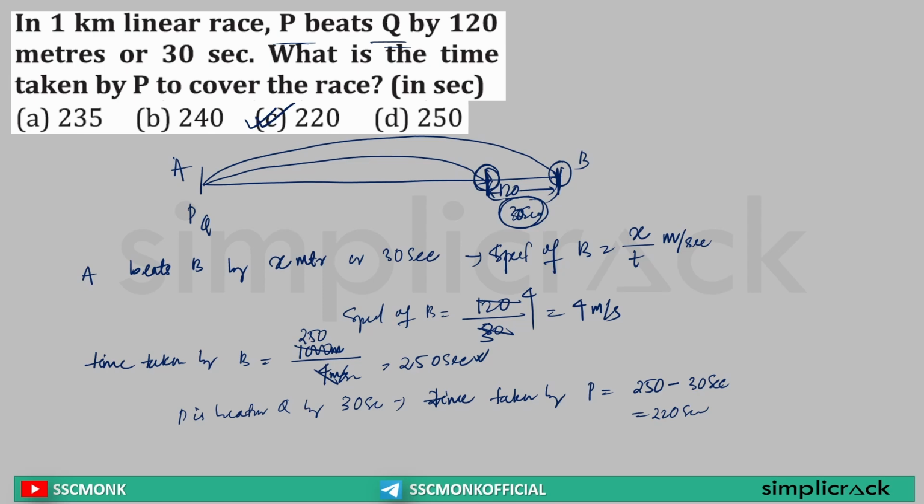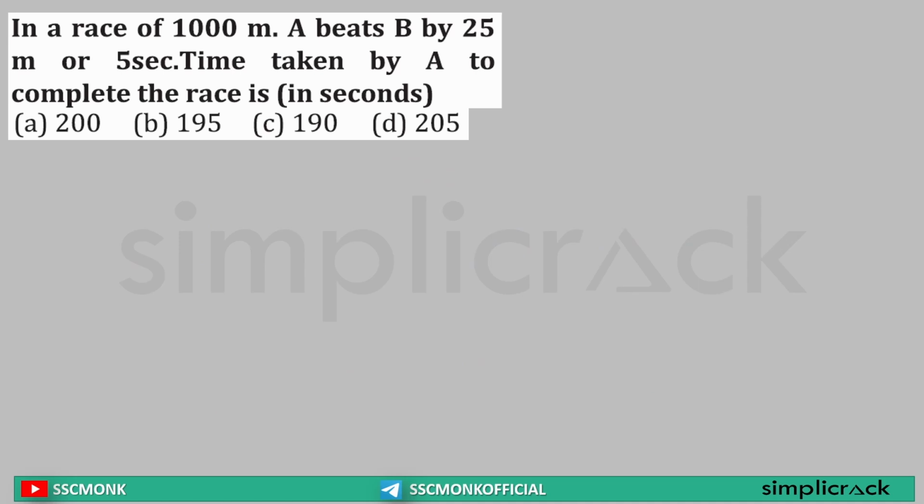Got it? Next. In a race of 1000 meters, A beats B by 25 meters or 5 seconds. Time taken by A to complete the race. Sir, the speed of B is to be calculated. Yes or no? Yes, sir. Sir, first thing, the distance X is equal to 25 meters, time 5 seconds, which is equal to 5 meters per second. Yes or no?